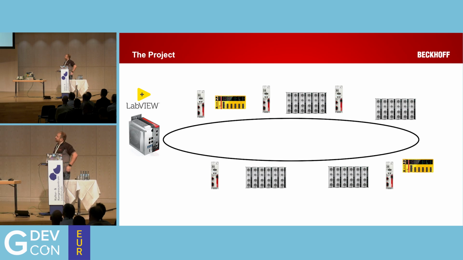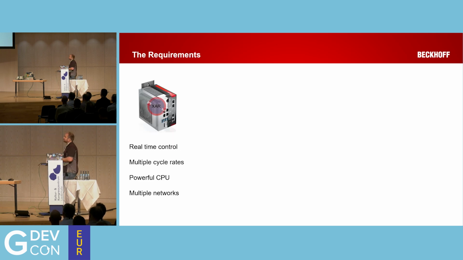And essentially what we needed to do was gather all this data together in one place and bring it all back to LabVIEW. Okay? So our requirements were some form of PC, running some real-time control for our drives and motors. We needed to have multiple cycle rates. There were lots of different things going on at different speeds within the machine itself. And we needed to have a powerful CPU to do the LabVIEW processing. We had some intense analytics going on. And it also needed to be able to support multiple networks.